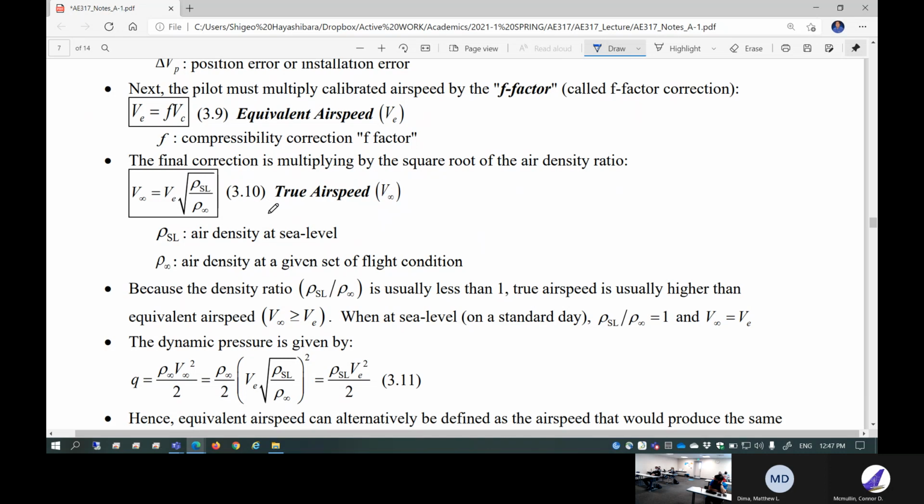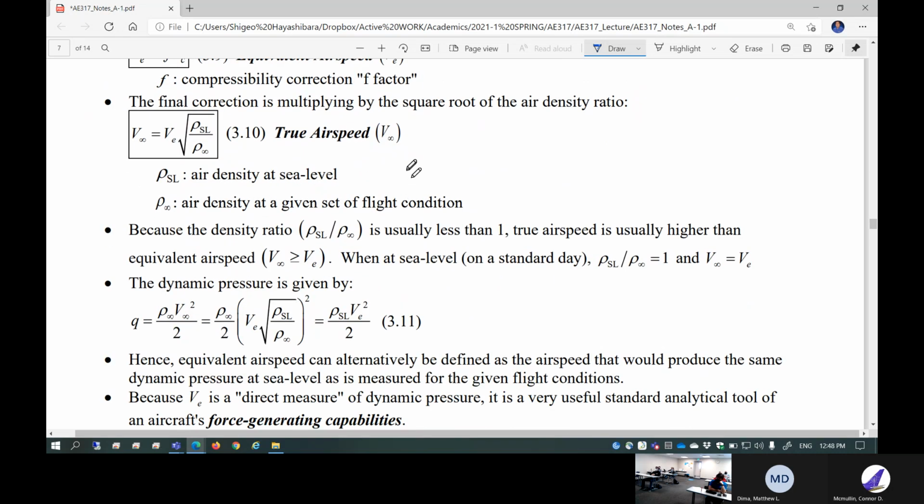So this is the true airspeed of your airplane that every pilot is willing to know. But this requires knowing the real air density at your flight altitude, which is not directly measurable. Okay? Good.